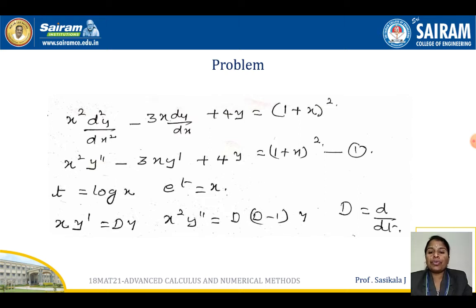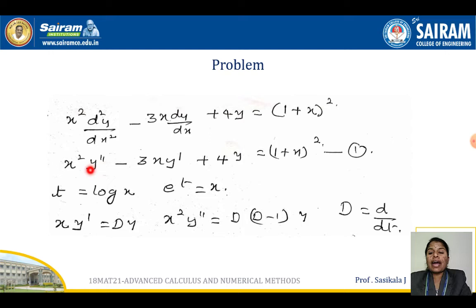So see the question. Solve x squared into d squared y by dx squared minus 3x into dy by dx plus 4y, which is equal to 1 plus x the whole square. If it were only the x squared term and x were not there, we could solve it easily. The left side would give the complementary function, and on the right side you can expand a plus b the whole square and reach a polynomial format.